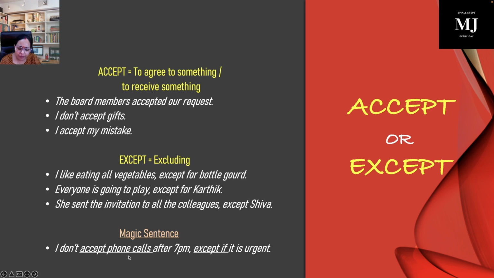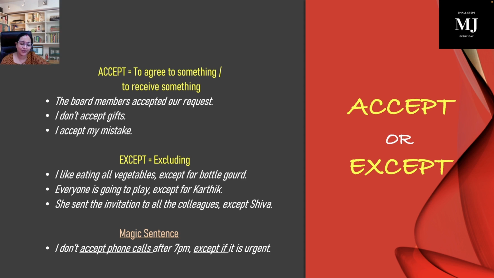Now let's use the magic sentence. I don't accept phone calls. That means I don't pick up the phone calls. I don't receive the phone calls. I don't accept the phone calls after 7 p.m. except if it is urgent. Okay, only in urgent situations I take the calls after 7 p.m. Otherwise, I don't accept them. Okay, clear? So accept has two meanings and except means excluding. So keep that in mind, guys.